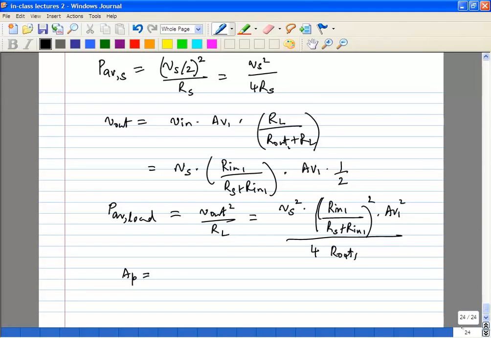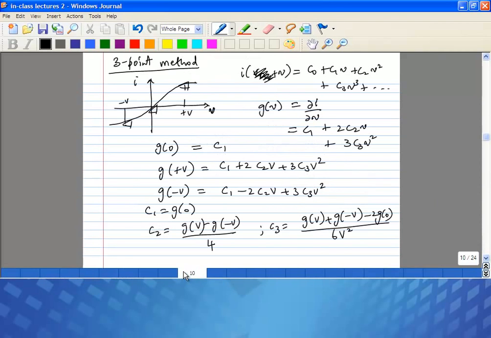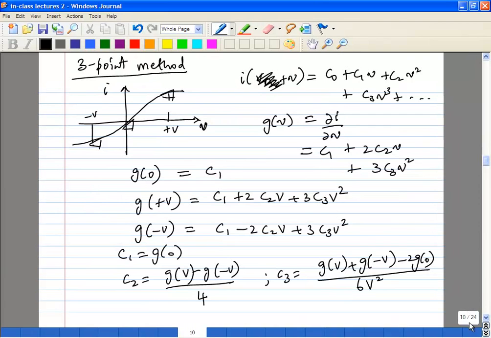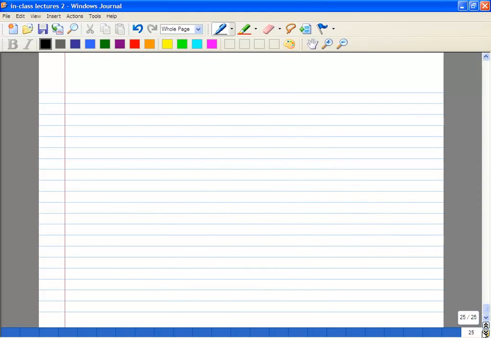So what is AP? It's this over this. Okay, so it's Rn1 over Rs plus Rn1 whole squared times AV1 squared times Rs over Rout1. Okay, so now let's consider a cascade of two-port networks.